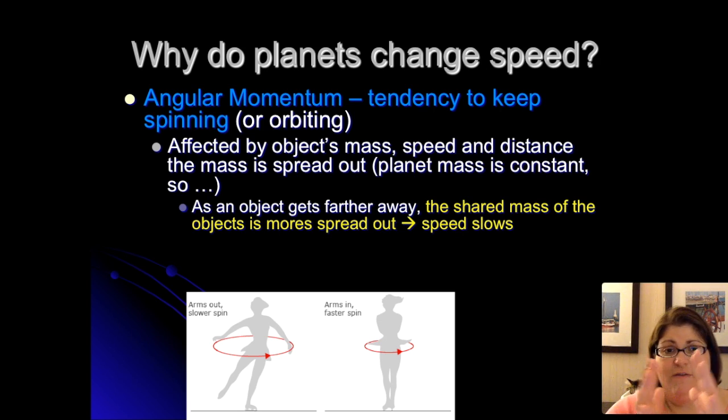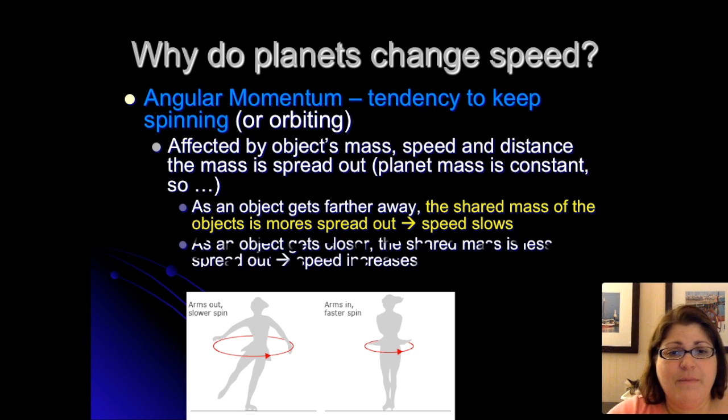And so when two objects are farther apart, the mass is more spread out than when two objects are closer together. And so when they're farther apart, the speed is going to have to slow down in order to make the same amount of angular momentum. If two objects are closer together, the speed is going to speed up in order to have the same amount of angular momentum. And the best example of this is a figure skater.